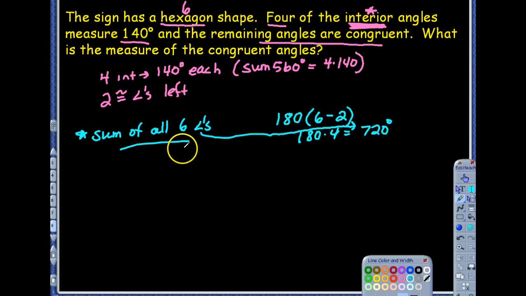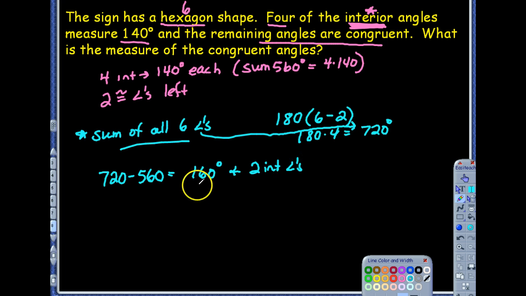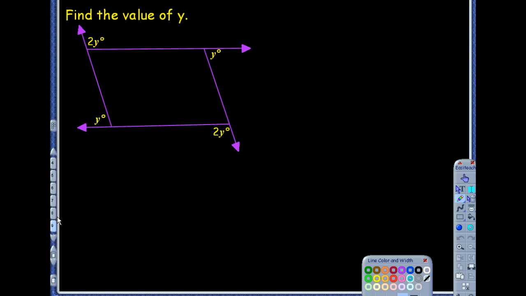Okay, now what am I going to do? So let's subtract the 560 from that, because that's the sum of the pieces that we do know, and that's going to give us 160 degrees. Now, what is that representing? That's representing what's left with the 2 congruent angles. So these are the 2 interior angles. If I divide that by 2, because they're both the same, they're each going to be 80. Perfect. So this one you didn't have a visual, you could do it with or without.